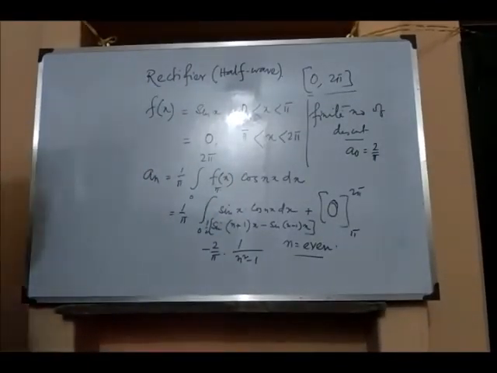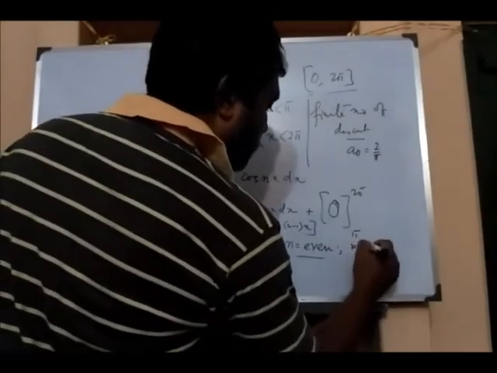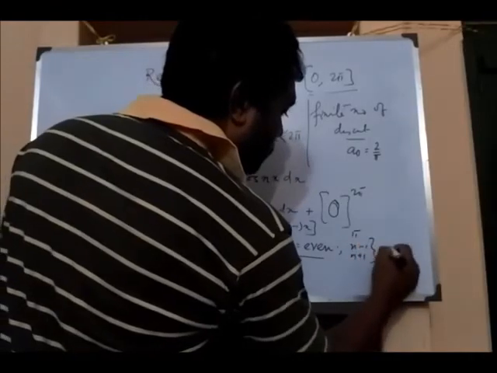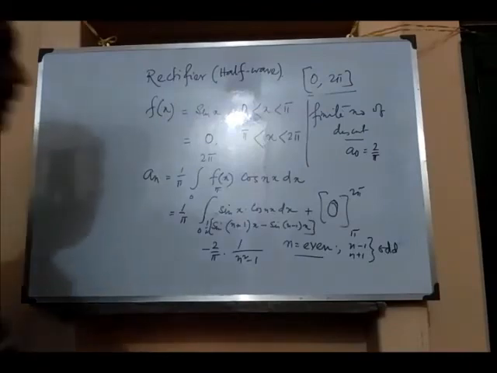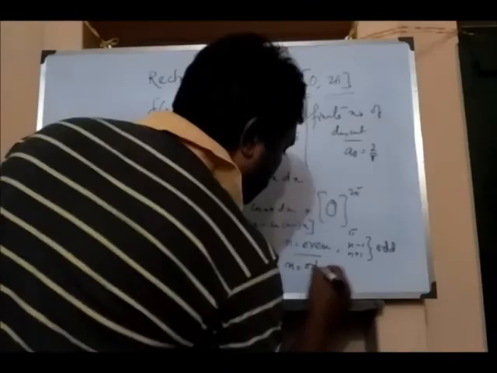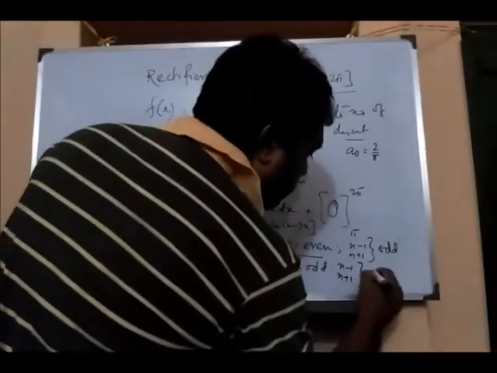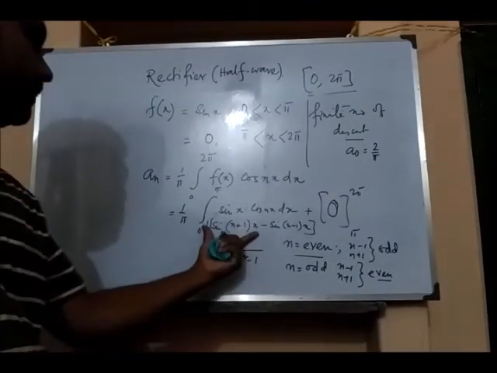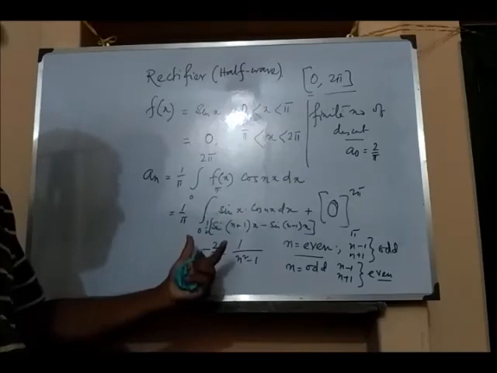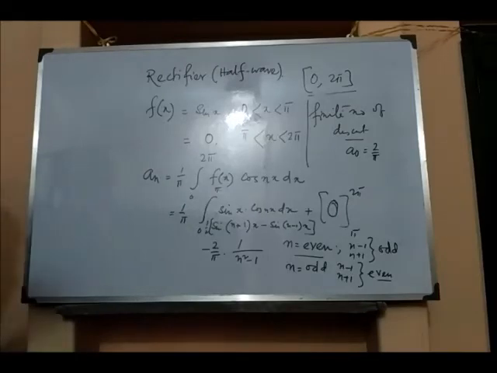But when n is odd, then n minus 1 or n plus 1 both become even. So this integration of the sine function becomes a cos function. So if you put pi or 0 here, it returns always plus 1. Okay, so the value of the integration becomes plus 1 always.